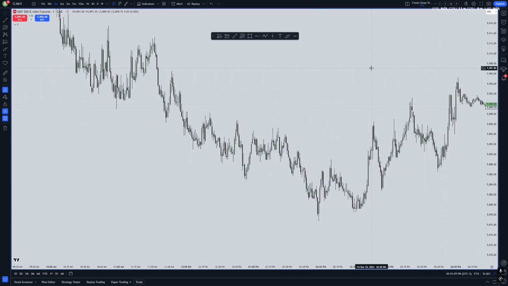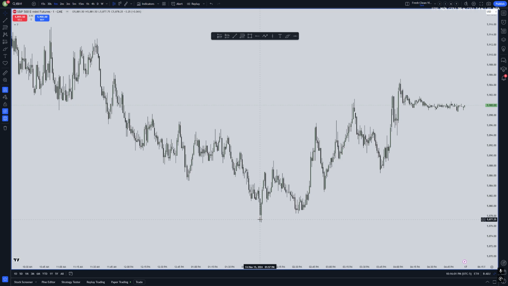So what does that mean? That means that when one asset takes a low, sometimes we want to see another asset also take the low, or another asset not take the low, and that'll tell you something. So that's how we use NQ and ES.